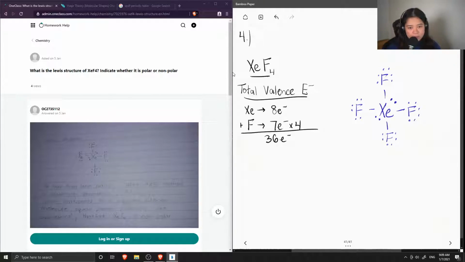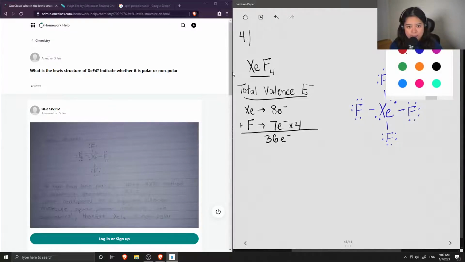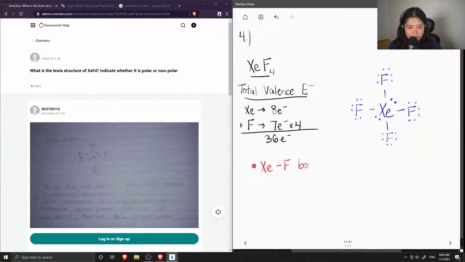So now this is our molecule. And the second part of the question asks whether it is polar or nonpolar. So I'll just take note down here that the xenon-fluorine bond is polar.